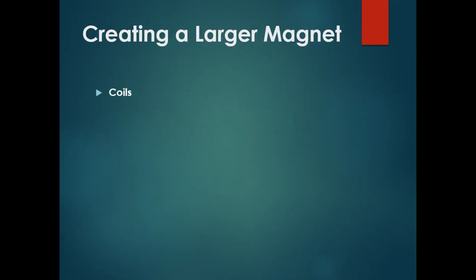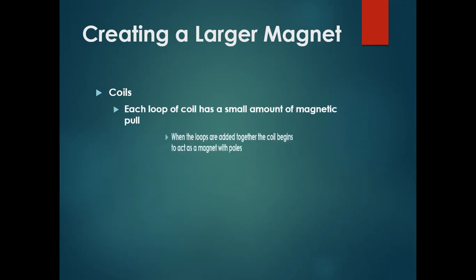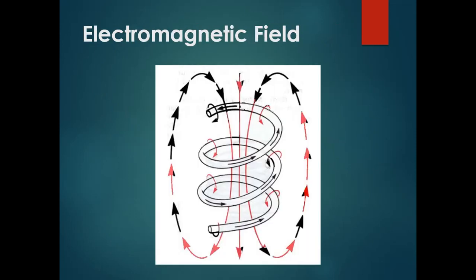So, creating a larger magnet: each loop of coil has a small amount of magnetic pull. When the loops are added together, the coil begins to act as a magnet with poles. So see here that the electromagnetic fields are there. See what will happen whenever we are using the electromagnetic fields.